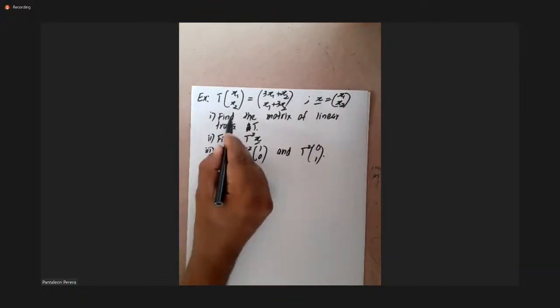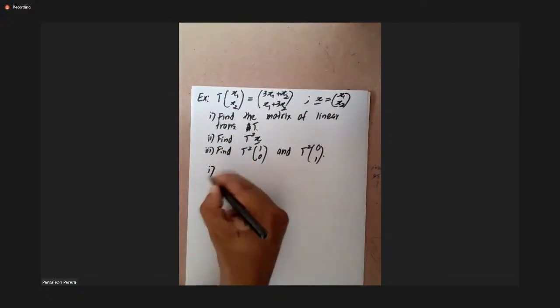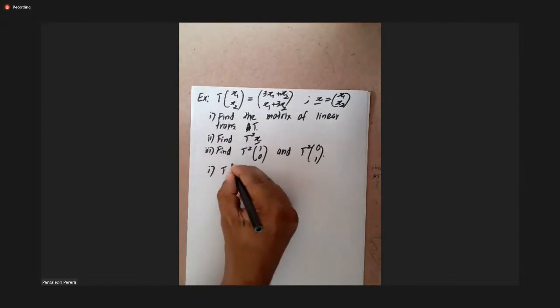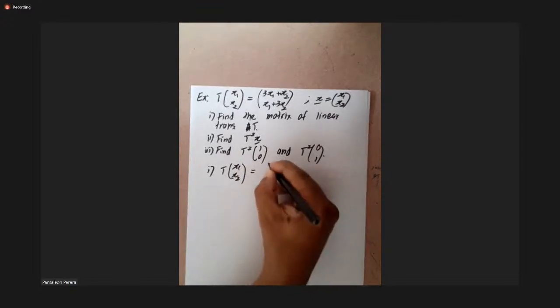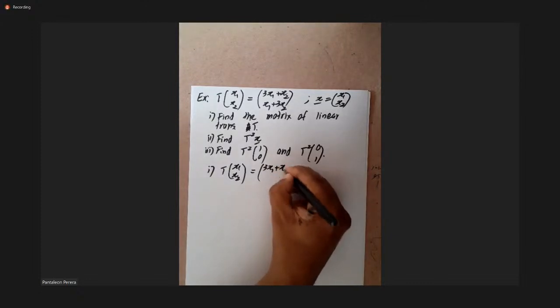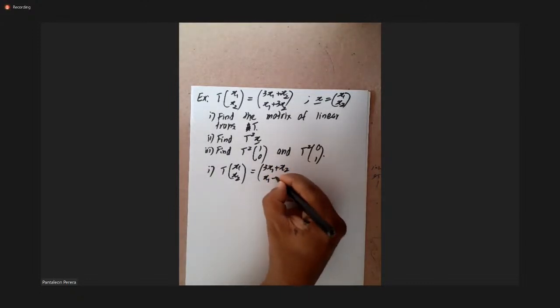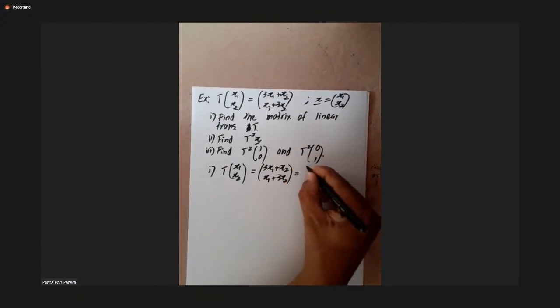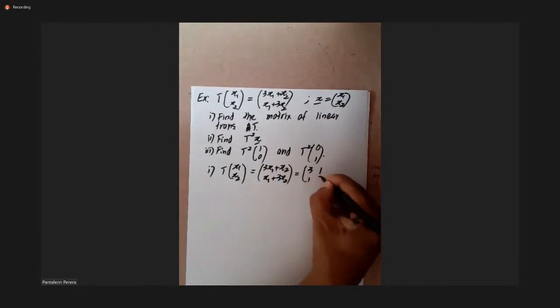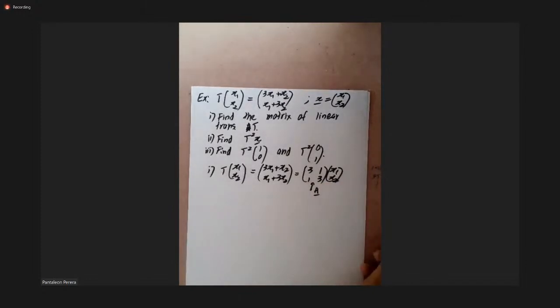Right. Now, first find the matrix of the linear transform. This is what you have. You can write it like this, right? So this is the matrix of the linear transform. So in the place of Tx, you can write Ax.